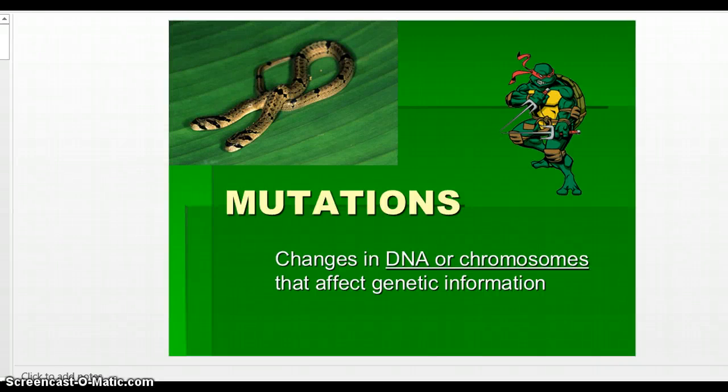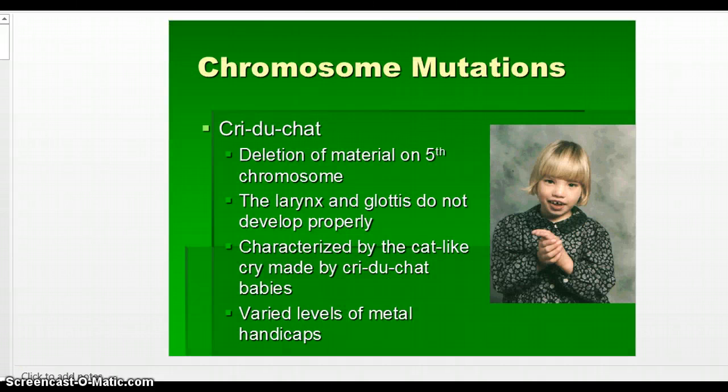Okay, we're going to start off talking about mutations. We're still talking about DNA, we're still talking about chromosomes, we're still into genetics, but now we're going to talk about specifically how DNA can get messed up and cause genetic diseases. Here is one example of a genetic disease.